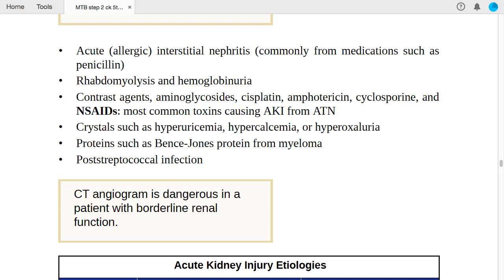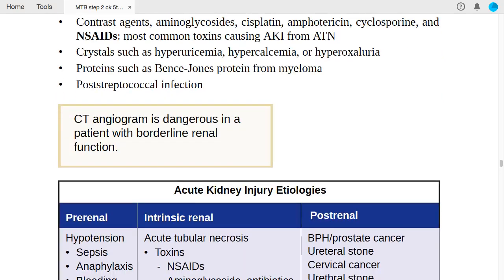Now, point to ponder: CT angiogram is dangerous in a patient with borderline renal function. Why are we not opting for the angiogram? Because we are going to use contrast media in that case. And remember, in any renal pathology, contrast media is always nephrotoxic. So we are not going to use it at all.